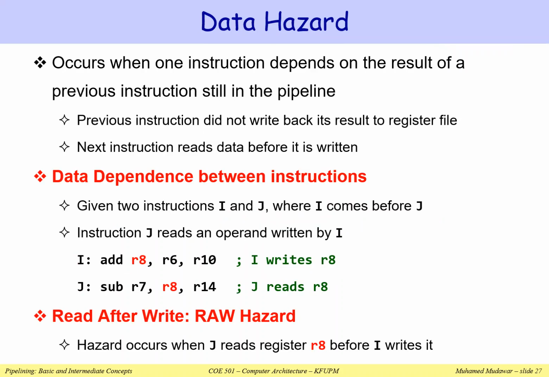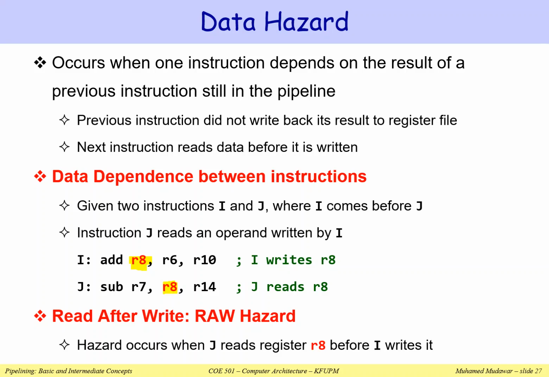First, let me define what a data hazard means. In programs, you can have data dependencies between instructions. So let me here use a highlighter to define what a data dependence means. You can have, for example, two instructions, I and J, in which instruction I is going to write its result to a register, for example, R8. So the result of the add instruction will go to R8. And the next instruction, instruction J, wants to read the value of R8. So clearly here we have a data dependence.